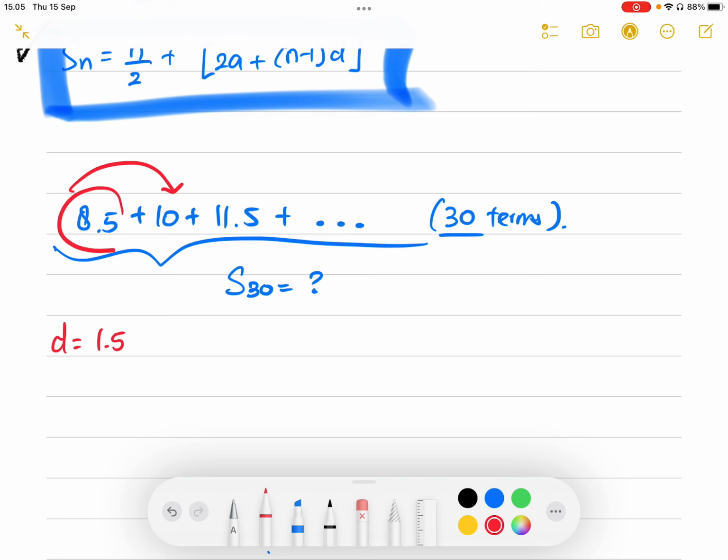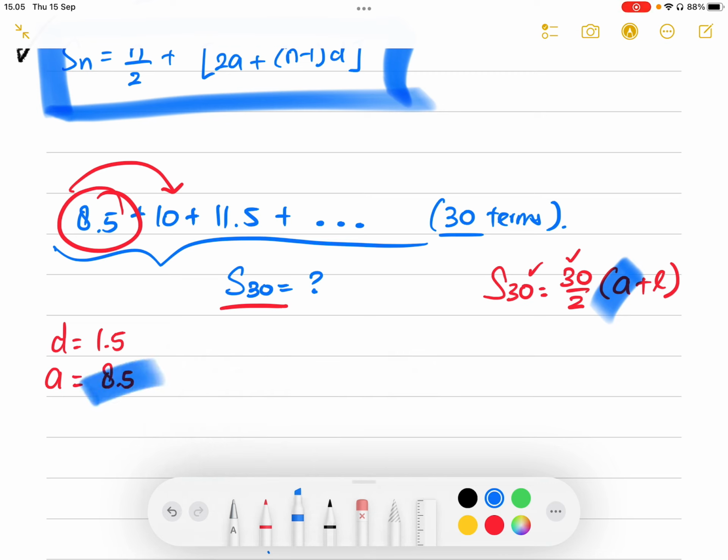And then the first term is 8.5. Now S30 can be obtained by 30 divided by 2, since n is 30, and then the first and the last term. We know the first term, which is given, but we don't know the last term yet, so we can find the last term. The last term means the 30th term, because there are 30 numbers.